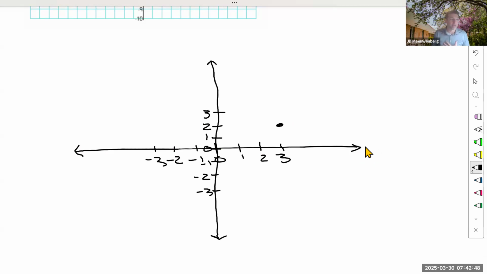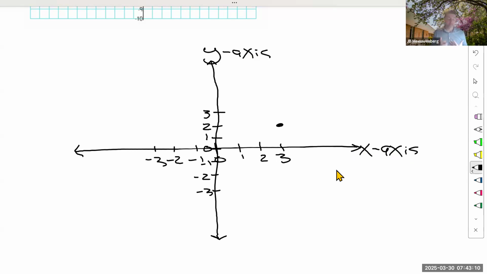So the first thing we need to talk about is we have to give these things names. The horizontal line, we call these axes. This is the x-axis. And the vertical line is the y-axis. So we have x and y.